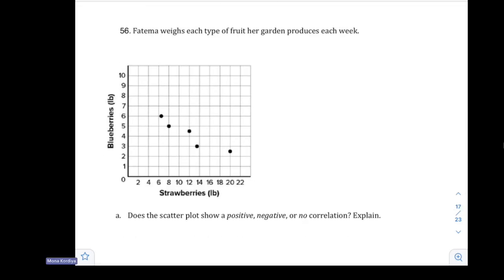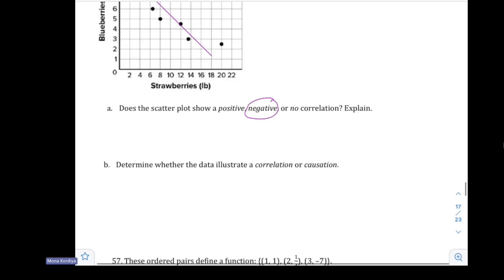Fatima weighs each type of fruit her garden produces each week. Does the scatter plot show positive, negative, or no correlation? As you see, it is going down, so it has negative correlation. Determine whether the data illustrate correlation or causation.